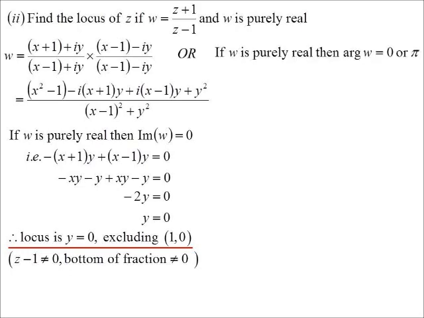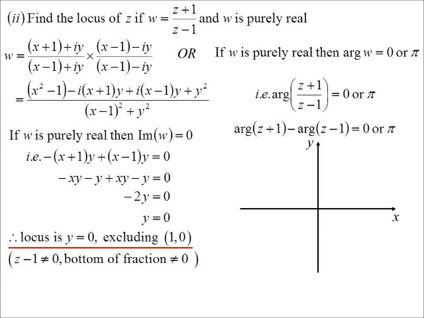The other way we could do it is via geometry. Remember, the other way we could tell about something being purely real is that the argument is either 0 or pi. So I'm saying the argument of z plus 1 on z minus 1 is either 0 or pi. Remember, with division we subtract. So the argument of z plus 1 minus the argument of z minus 1 is either 0 or pi. So if we were to draw these two vectors, they will either have the same argument or they'll be going in opposite directions, with a difference of pi.